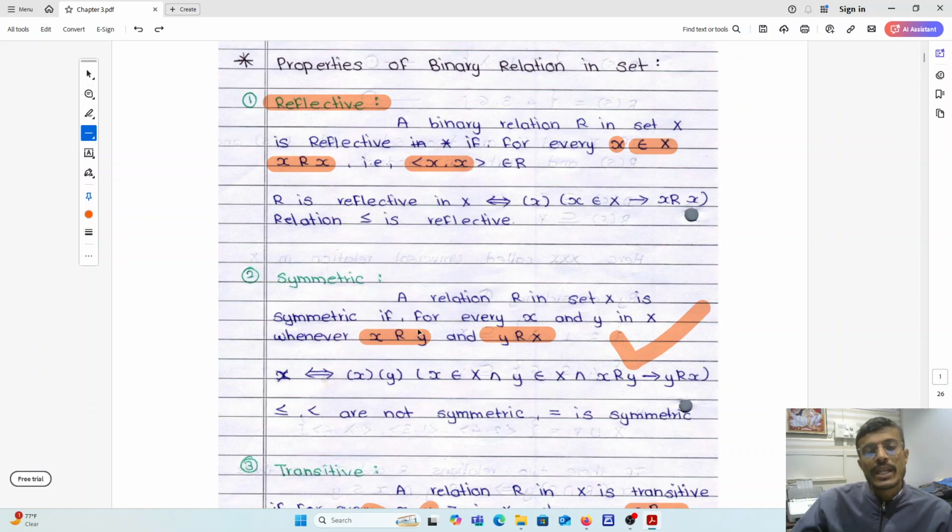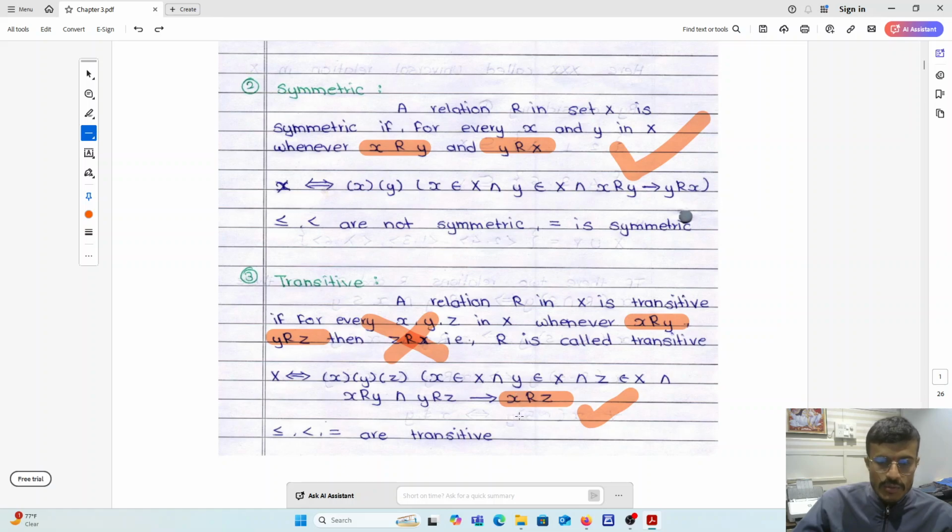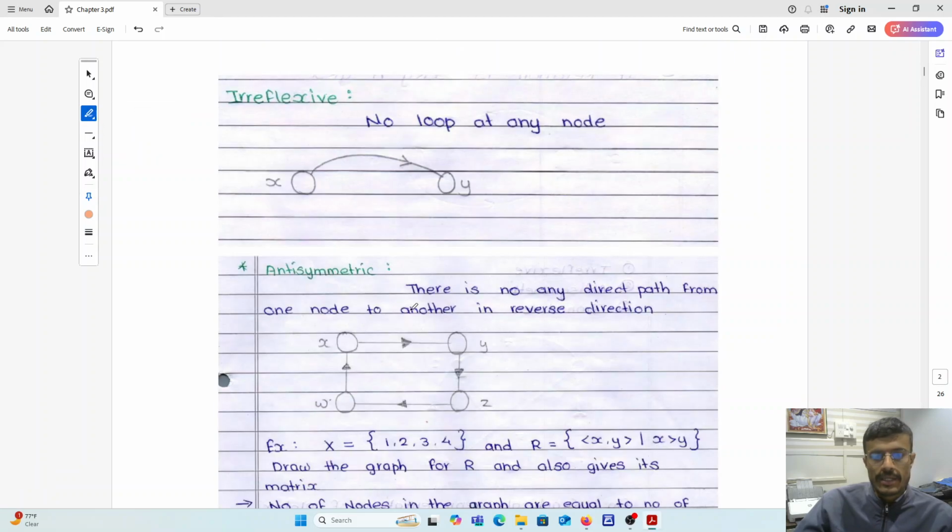And in the case of symmetry, if X relation Y is there, then there must be Y relation X. In the case of the transitive property, if X relation Y and Y relation Z, then it gives you X relation Z. Then talking about the irreflexive property: there should not be a loop. For example, like this. That is the irreflexive property.